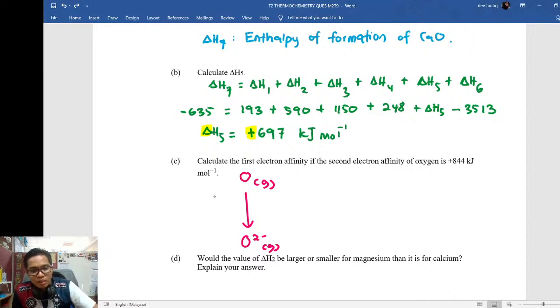Then the question labels this here as delta H5. But by right, the oxygen gas atom should first produce an oxygen minus 1 gas ion, and from here it proceeds to the one below. So this is the first EA, and this is the second EA.